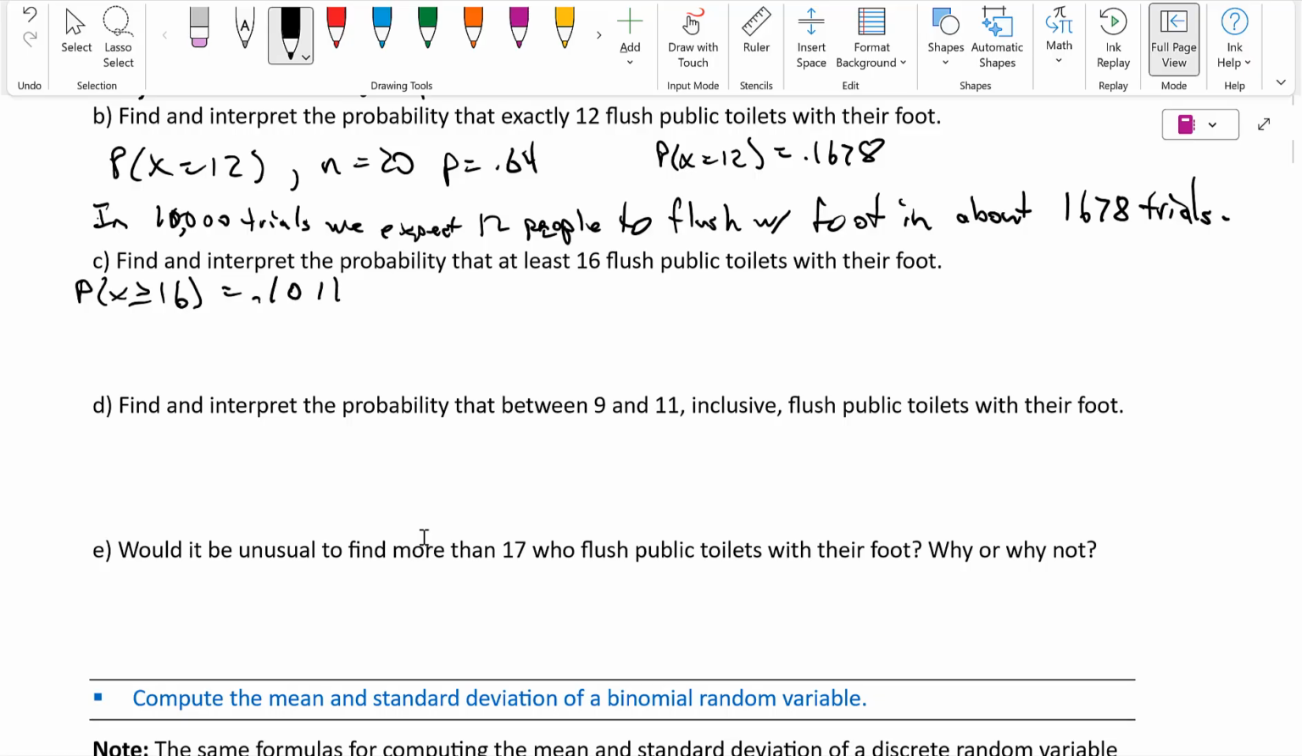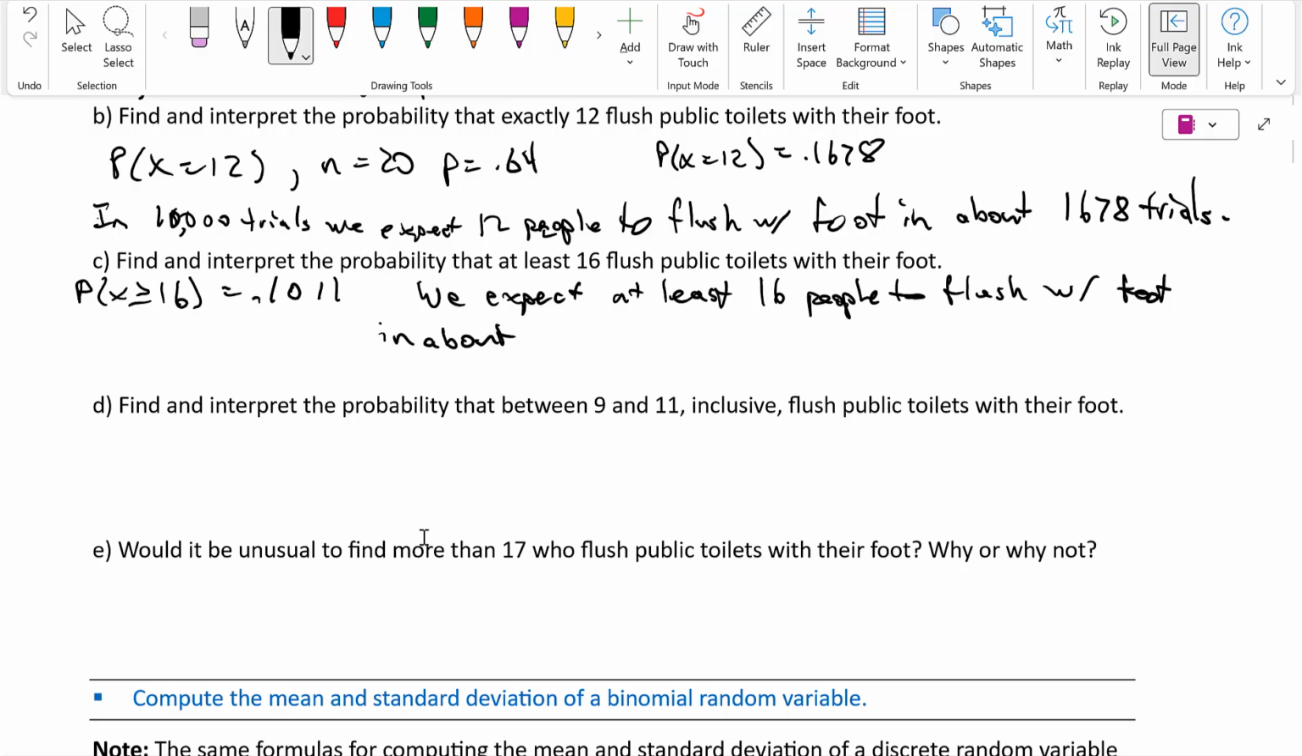So we can say we expect at least 16 people to flush with their foot in about, let's just go with 1 of every 10 trials again, because we're really close to 0.1 there.